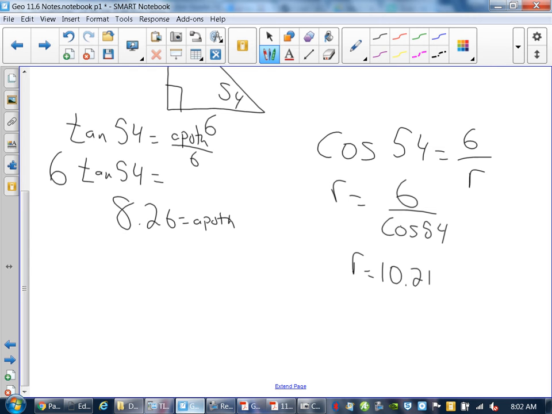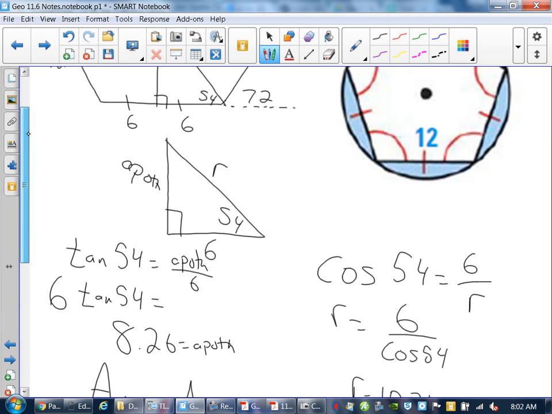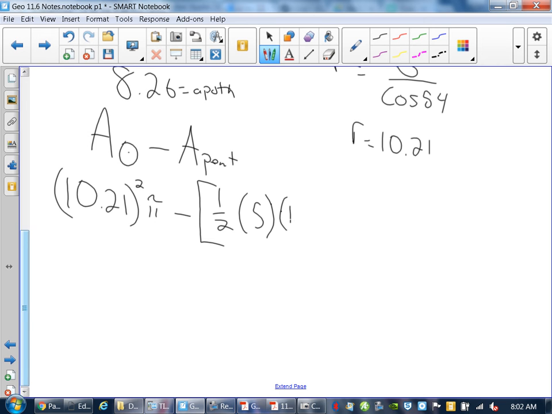So, area of the circle. Subtract out the area of the pentagon. 10.21 squared times pi minus 1/2, 5 sides of, what was it, 12? Times 8.26, which is your apothem. So do you want us to do each of those equations separately and just subtract them? Yeah, I was just about to get there, Jacob.